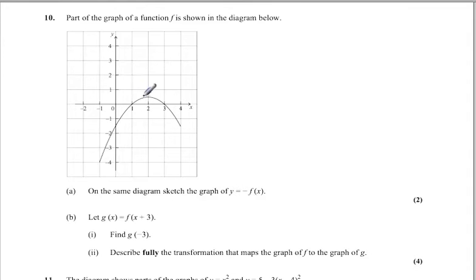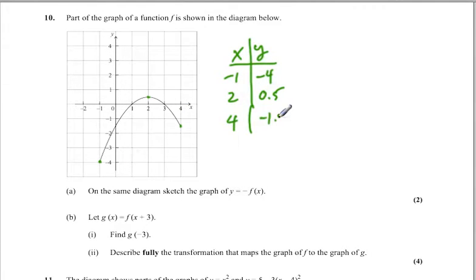So if you're not comfortable just doing it by hand, the safe way is just to get a few points. I like to pick the points where inflections are happening, and also the start and end points. So that coordinate, for example, let's get that. So that is (-1, -4). This point is (2, 0.5). And the last point over here is (4, -1.5).